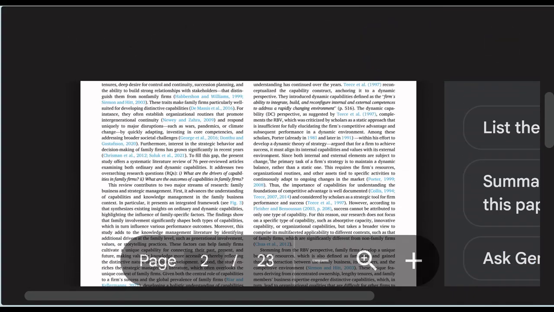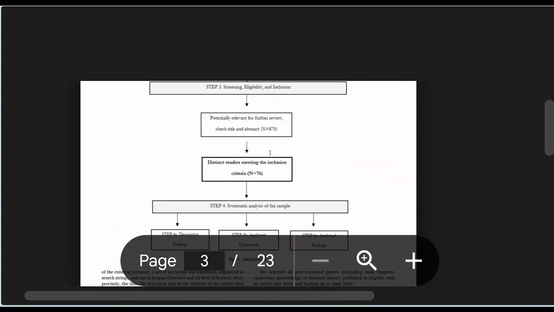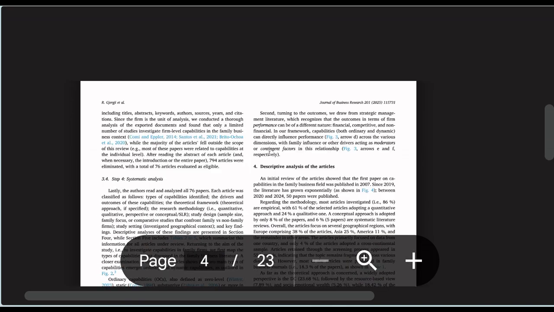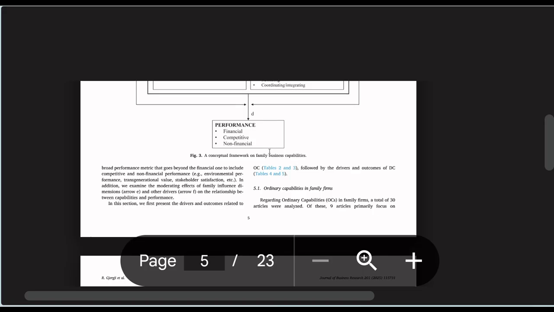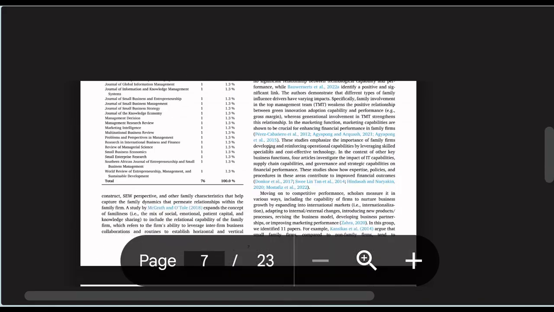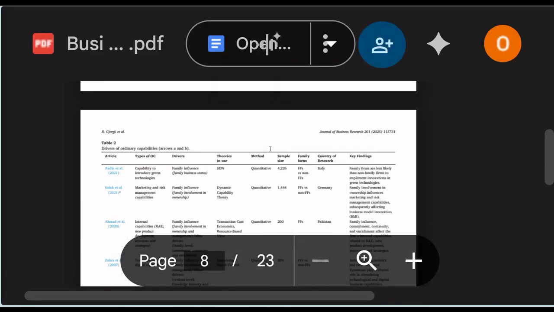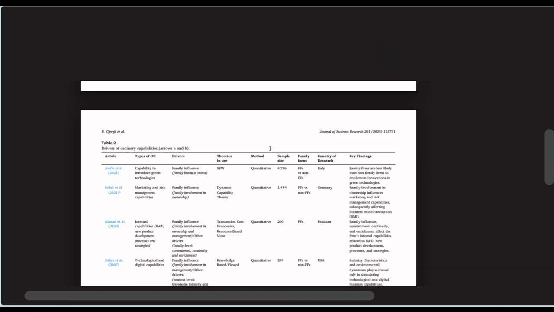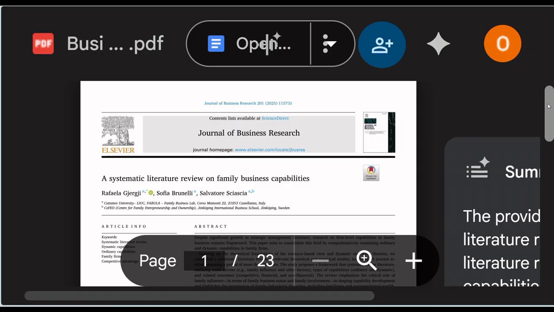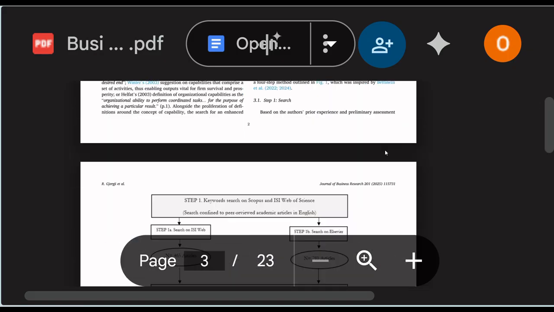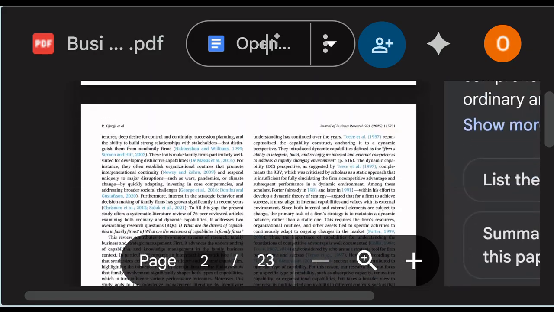So basically what I'm trying to say is the type of data that you extract will be a function of the question that you ask. Okay? Let's look at the research question for this study. Let's see if we can get one.